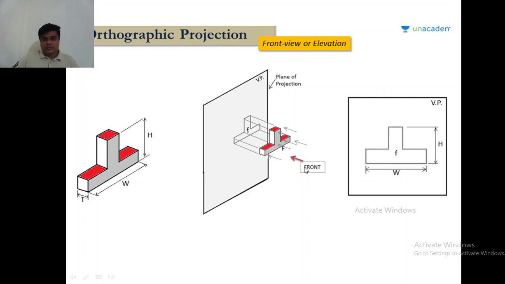Whenever you see from here, the image, the shadow of this object will fall on this vertical plane, and you can see only this face of the object. This is called the front view, and this is the vertical plane. It is simply a plane, a screen. On this screen, the image of the object falls. That image is called the front view of the object.